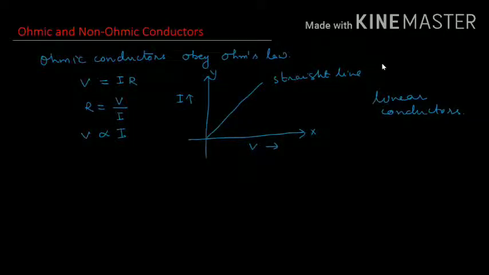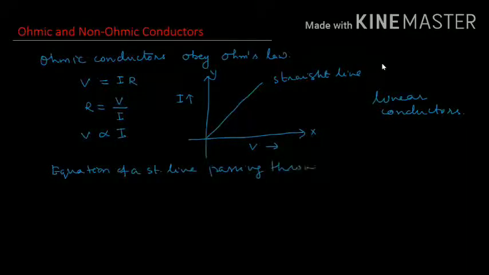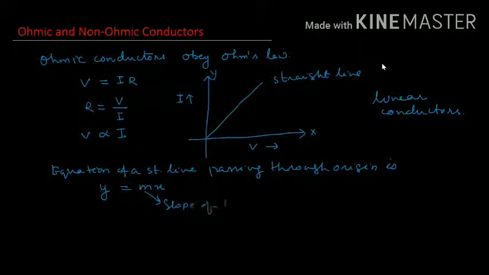We know that the equation of a straight line passing through the origin is given by y equal to mx. Here m is the slope of the straight line.